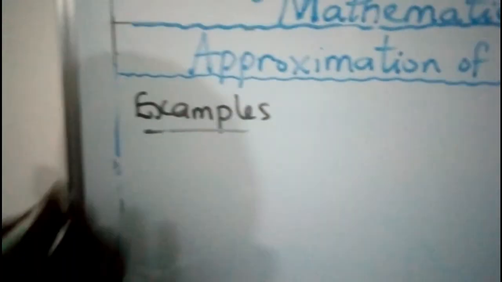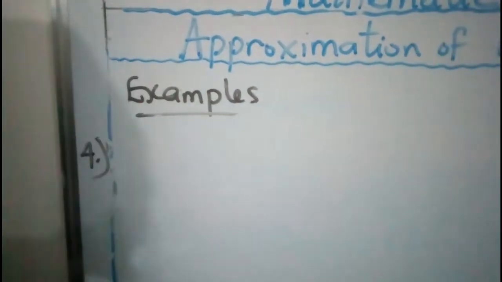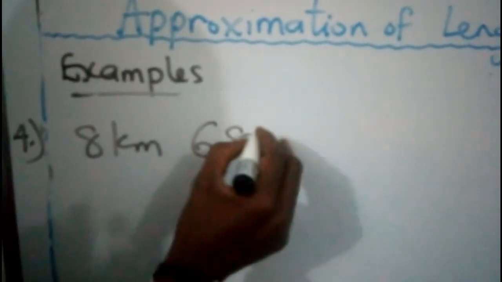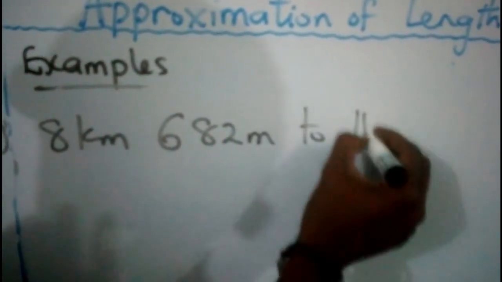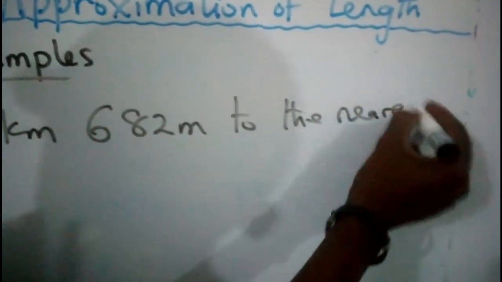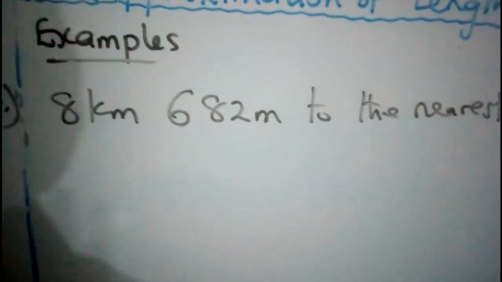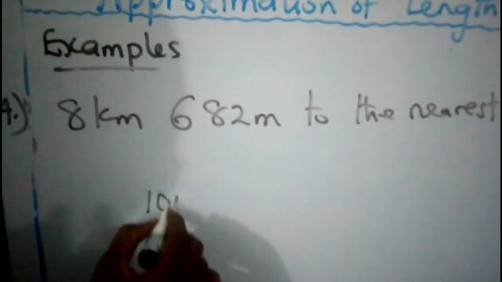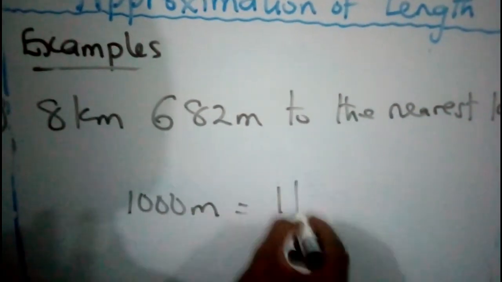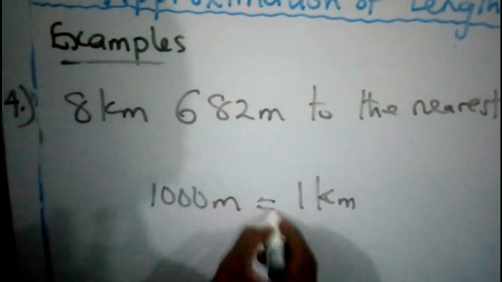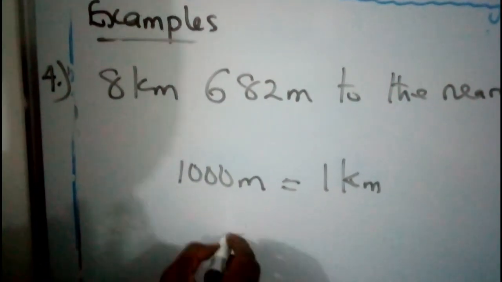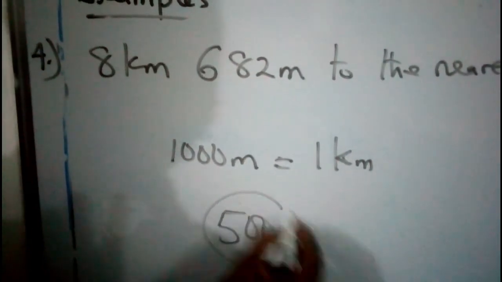Alright, we take example 4, and this will be the last example for today. Approximate 8 kilometers, 682 meters to the nearest kilometer. Alright, let's look at the two units here, meters and kilometers. What's the relationship between them? 1,000 meters make 1 kilometer, isn't it? So what's the exchange rate? It's 1,000. So we need to look for half of it. What's half of 1,000? That is what? 500. That's our half.